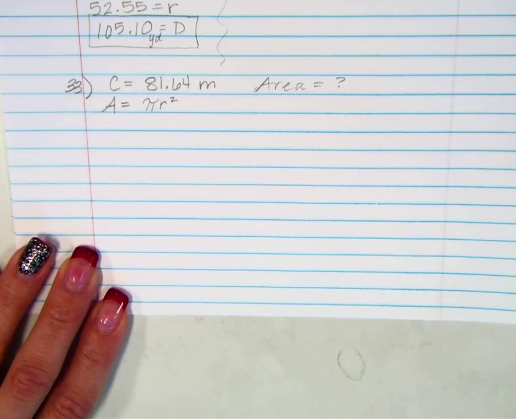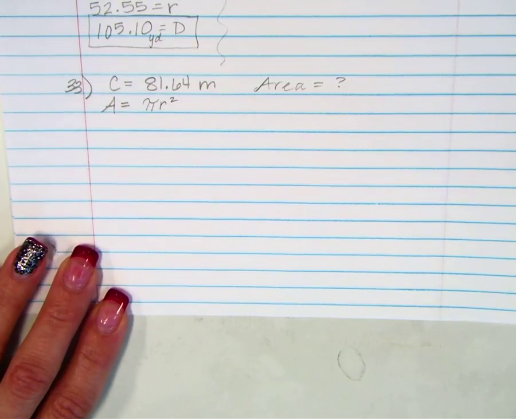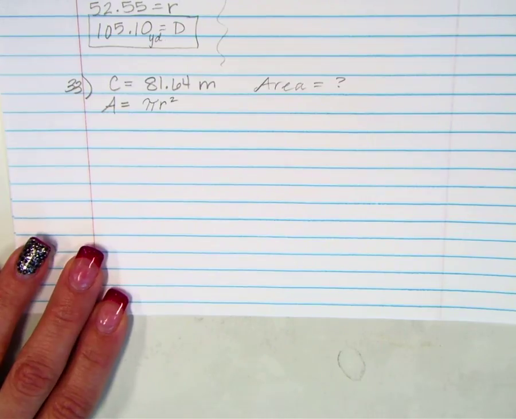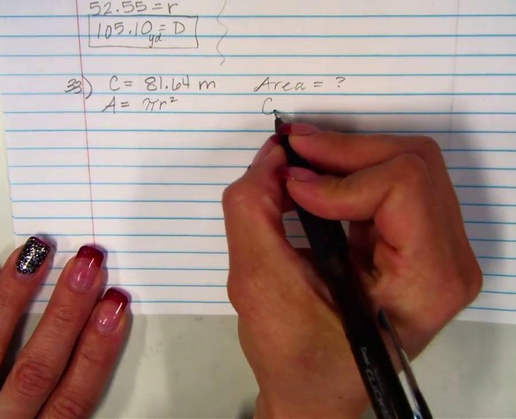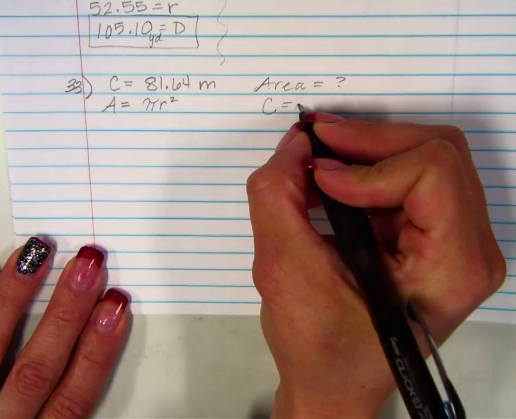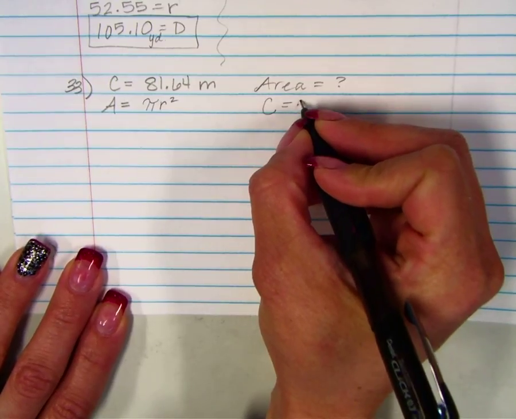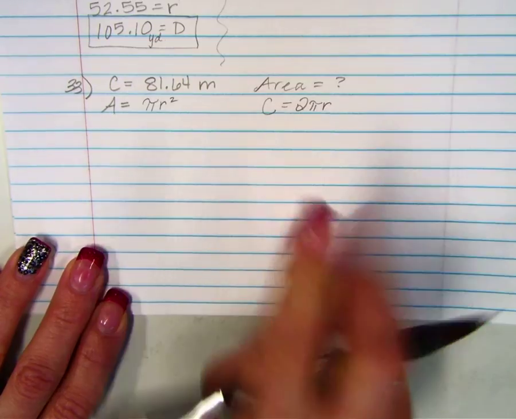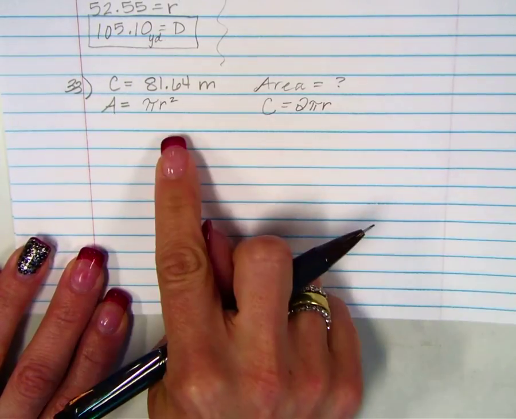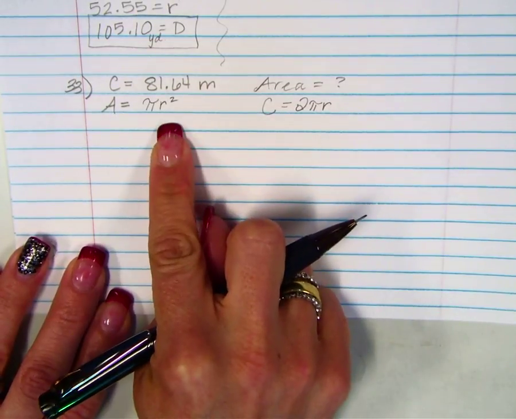How can I find the radius? What do you think, Olivia? You can use the circumference formula, which is circumference equals 2 pi r. And now we can solve for our r, and then we can use it in our area formula. So I'm going to plug in my numbers.